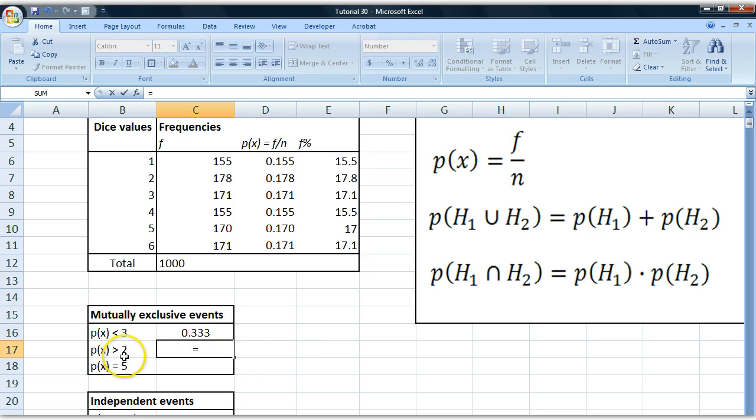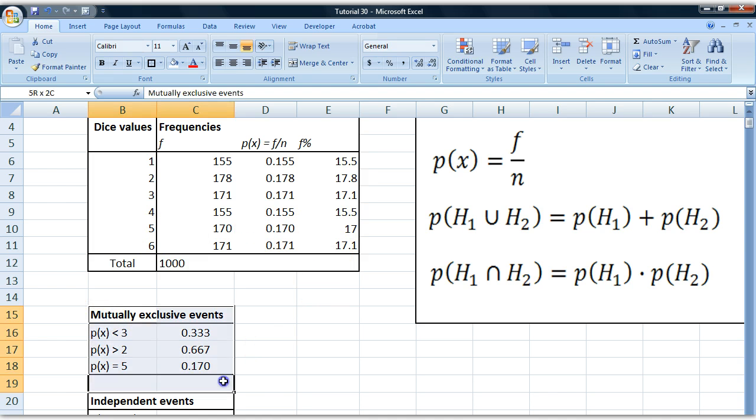What's the chance of throwing something above 2? Well, we take the probability of throwing a 3 plus 4 plus 5 plus 6, and we get 0.667 as the probability. What's the probability of throwing exactly 5? Well, we just choose the probability of throwing a 5, and we get that probability. So that's how you calculate the probability for mutually exclusive events.